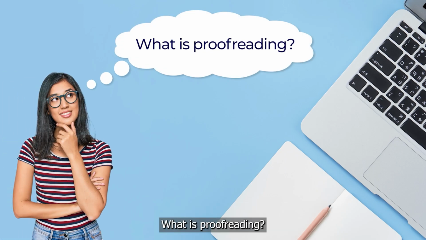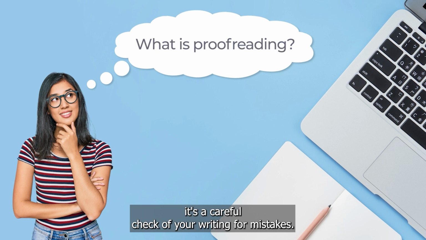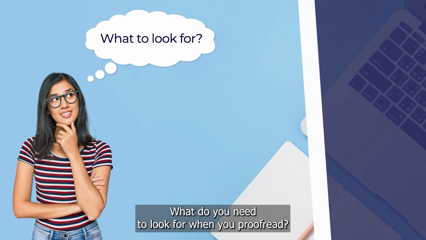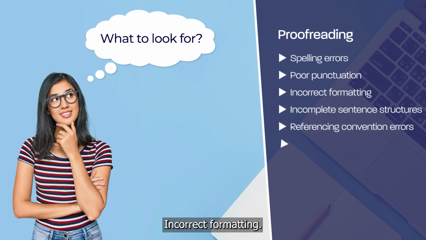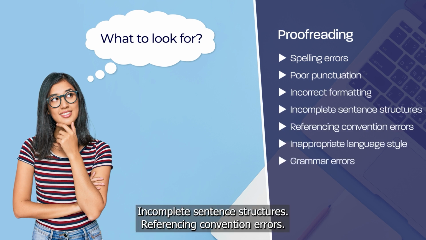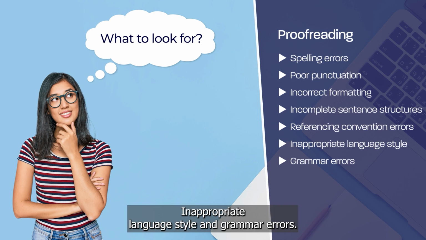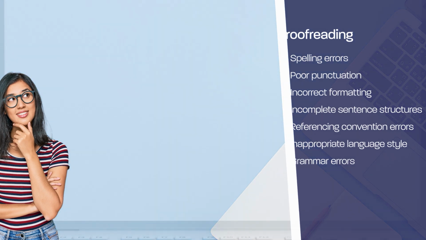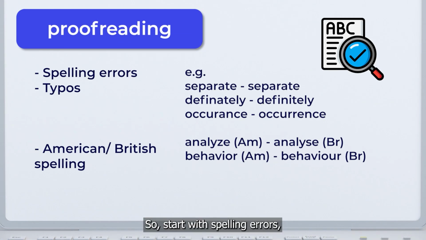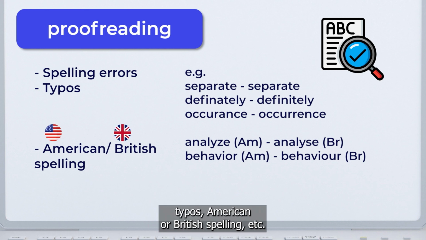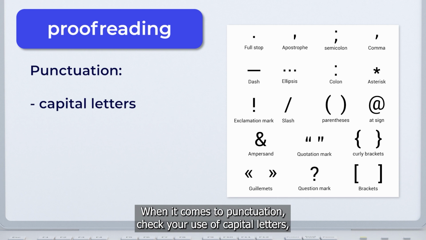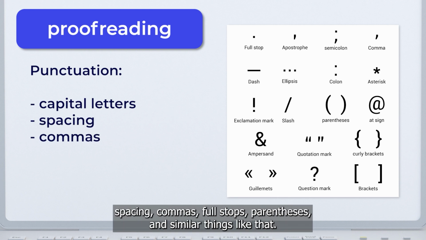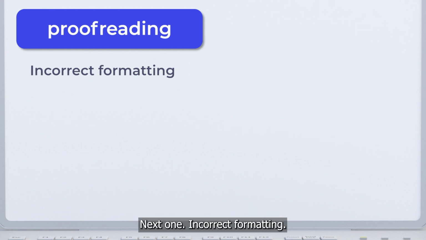What is proofreading? We can say it's a careful check of your writing for mistakes. What do you need to look for when you proofread? Spelling errors, poor punctuation, incorrect formatting, incomplete sentence structures, referencing convention errors, inappropriate language style, and grammar errors. So start with spelling errors, typos, American or British spelling, etc. When it comes to punctuation, check your use of capital letters, spacing, commas, full stops, parentheses, and similar things like that.